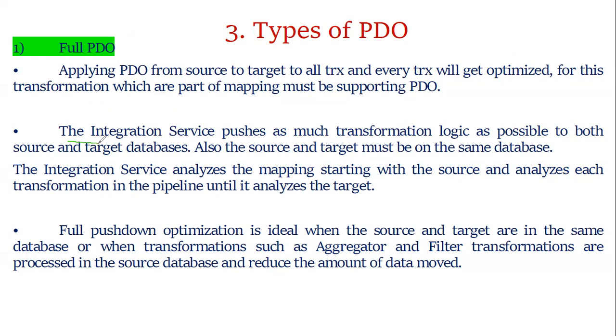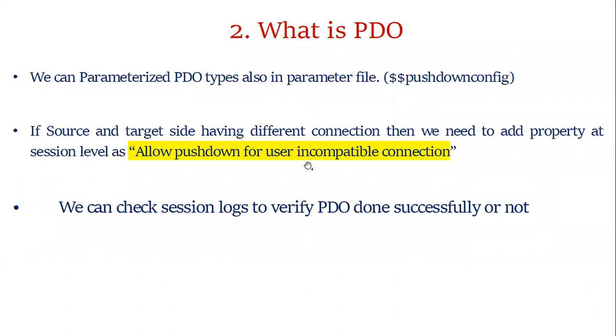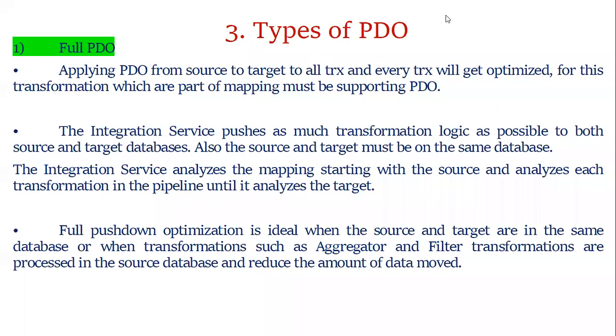I have also mentioned some other points here. The integration service pushes as much transformation logic as possible to the source and the target database. Also, the source and target must be on the same database. That is a requirement. If they are not on the same database, then we have to use the property at the session level that I told you: allow push down for user incompatible connections. If your source and target are not on the same database, the performance will not be as good as when they are on the same database. So try to apply the full push down when you have the source and target on the same database.